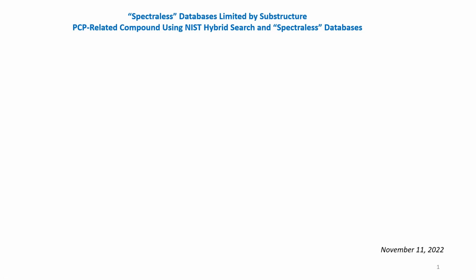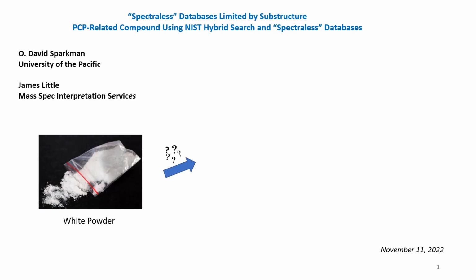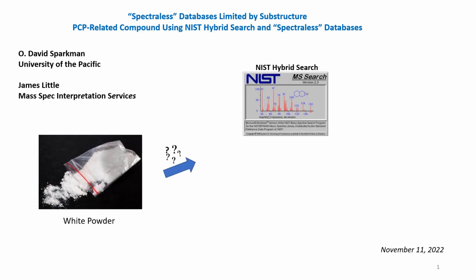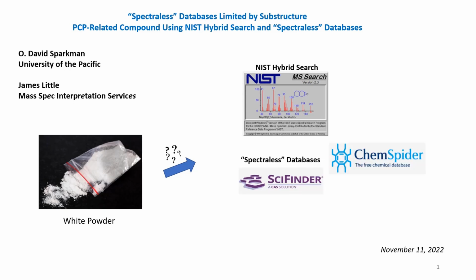Spectraless databases can be limited by substructure and identifications, and I will show that in a PCP-related compound using the NIST hybrid search and Spectraless databases. This work was done by David Sparkman and myself, using a white powder to be identified, using the NIST hybrid search and Spectraless databases using SciFinder with the CAS Registry and ChemSpider.